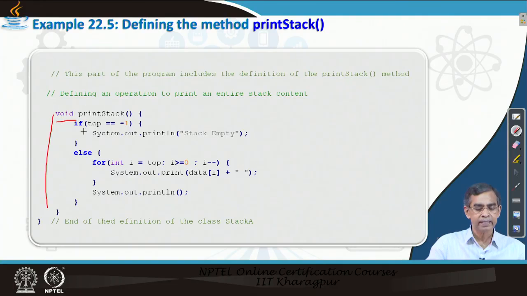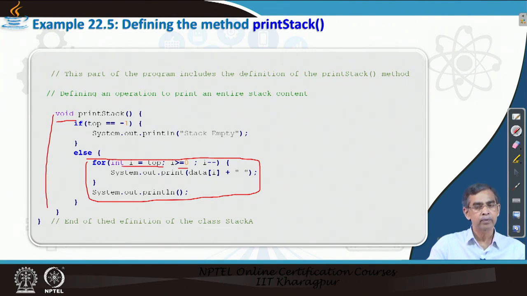Now, here you see, first we check whether the stack is empty. If the stack is empty, there is nothing to print. Else, it runs a loop that traverses each element in the array starting from top down to 0. This way it will print all the elements from the top to the bottom, and that is all. So, this is the print stack method, and this completes adding all the methods push, pop, is empty and print stack, and your stack is ready.